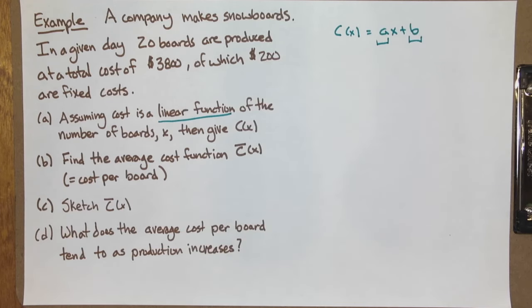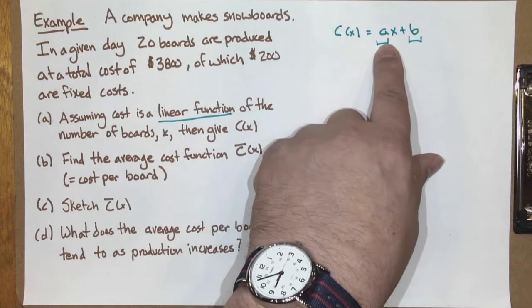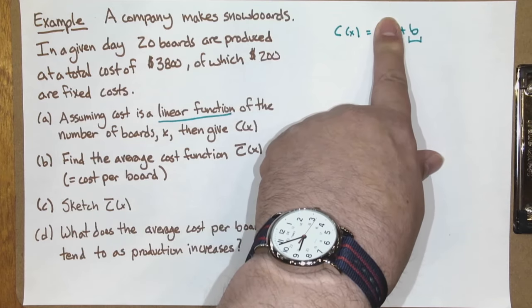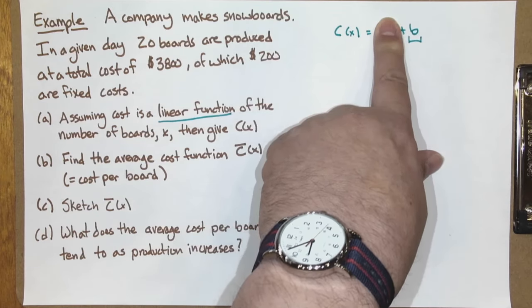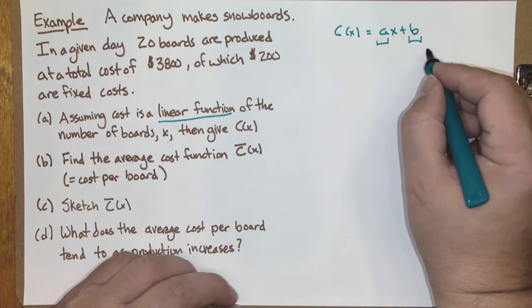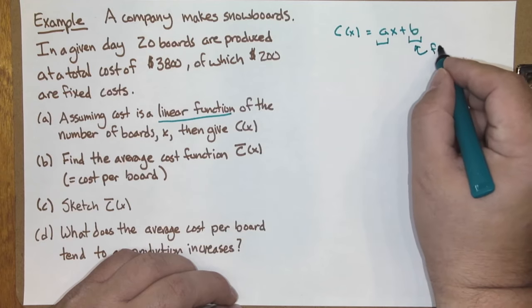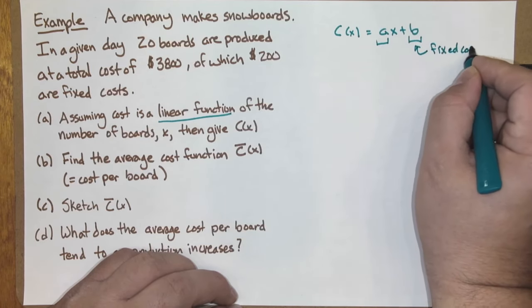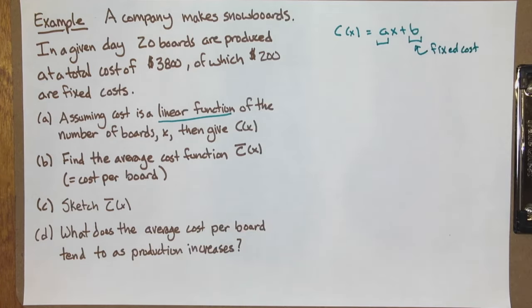How do we know that? Plug in 0. That's you producing nothing. And what are you left with? B. So here, this portion is your fixed cost. You have to pay this regardless of how much you make. So then what is A? Okay, A is slope. That's if we think graphically.